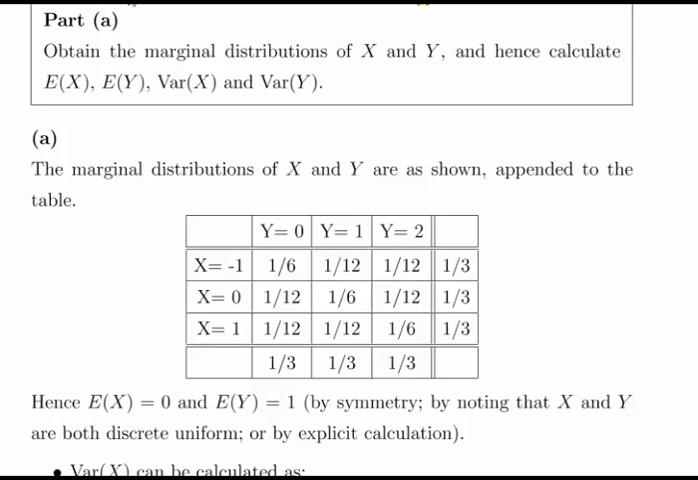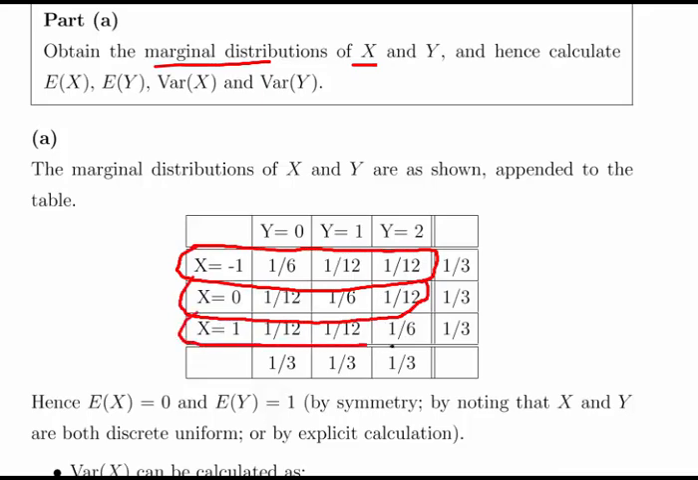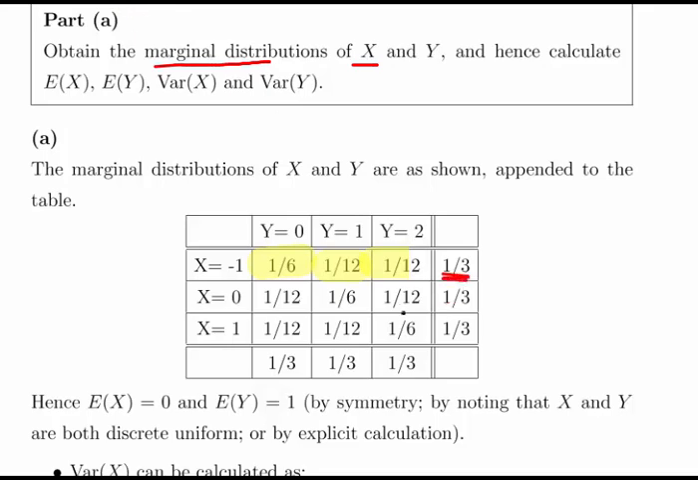So the first thing is the marginal distribution of x. This is essentially the row totals, so we add up each row. What we have there is 1/6 plus 1/12 plus 1/12. 1/6 can be written as 2 over 12, so 2 over 12 plus 1 over 12 plus 1 over 12 is 4 over 12, and that gives us 1/3. It's the same calculation for the other rows, just done in slightly different orders: 1/3 and 1/3.